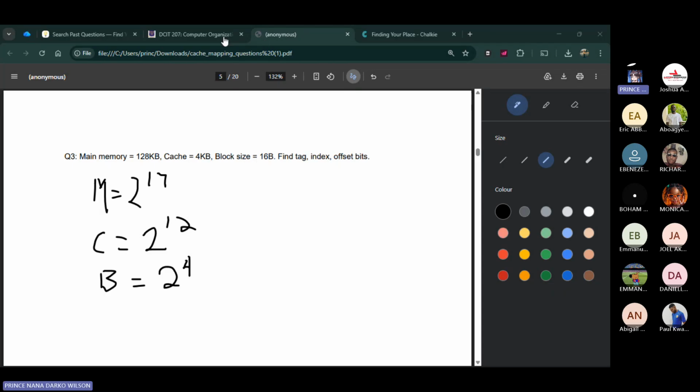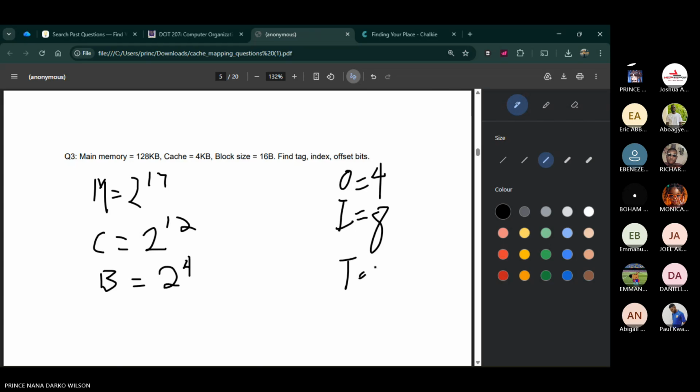Are we working or we are not? Okay, yes, go ahead. My offset was 4. Yes, 4. Then my index was 8. Yes, 8. Then my tag was 13. The tag was 13. Yeah, 13.